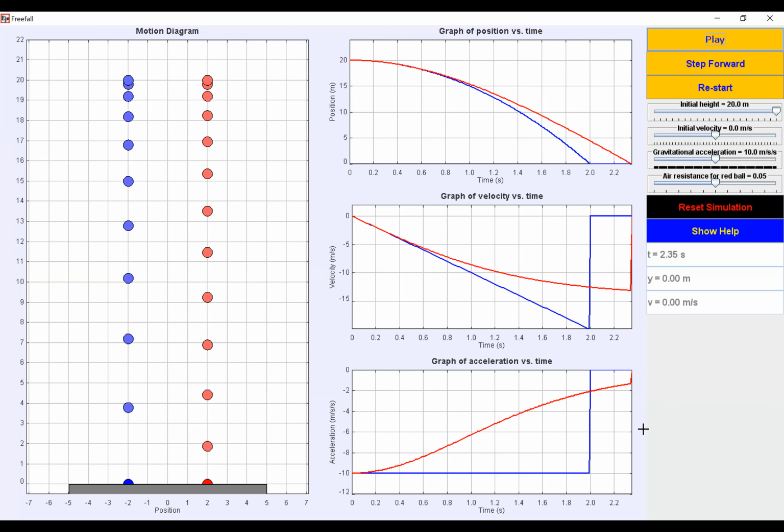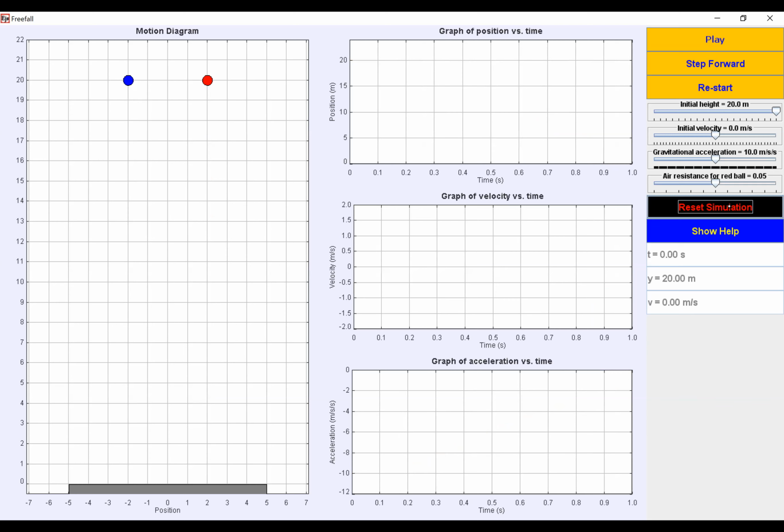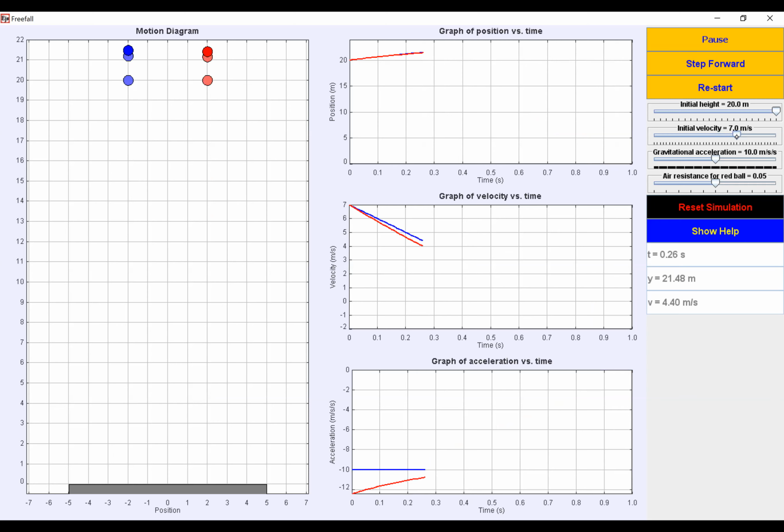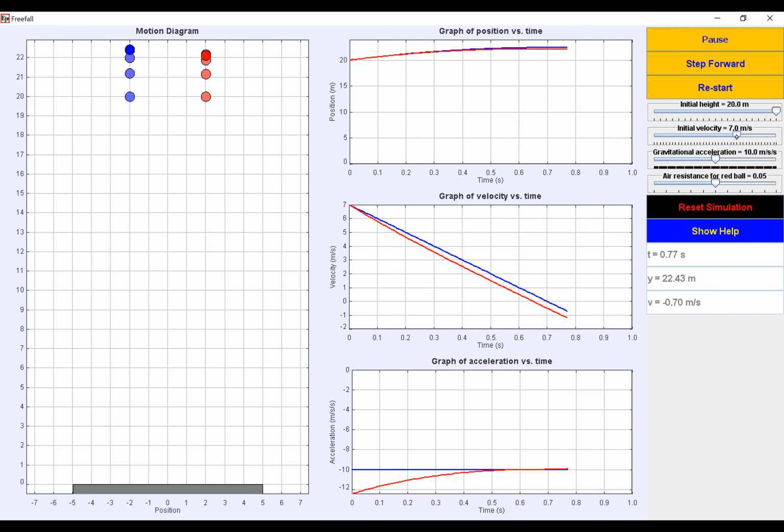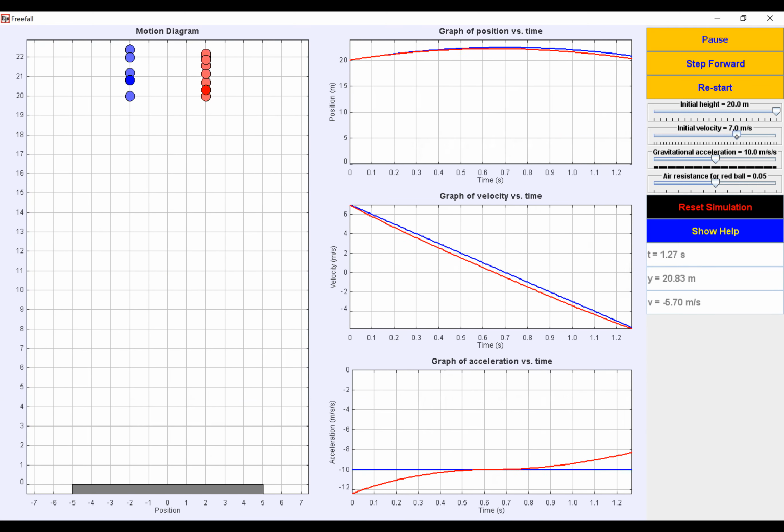All right, and then I do want to show a throw up, not me throwing up, the ball throwing up, so that you can see how positions, we're going to get the same thing even when you throw it up. And so reset, initial velocity, I'm going to make it positive something, okay, so that it'll be thrown upwards. Oh, it's already going.